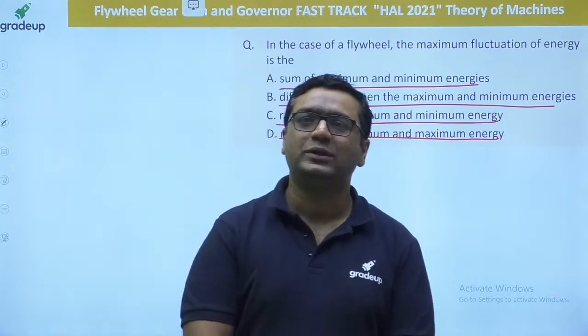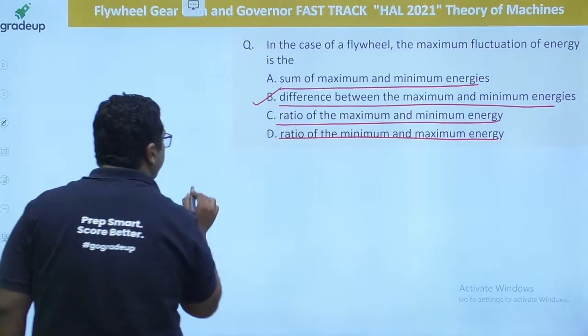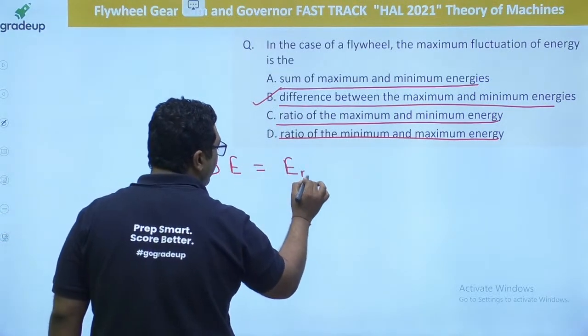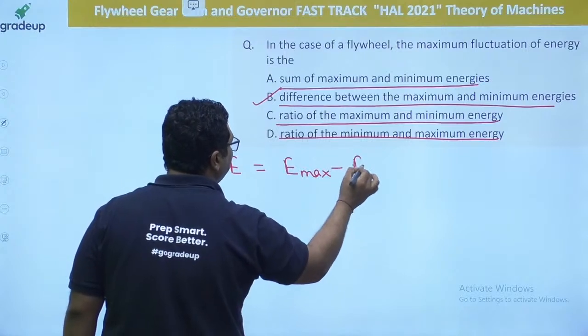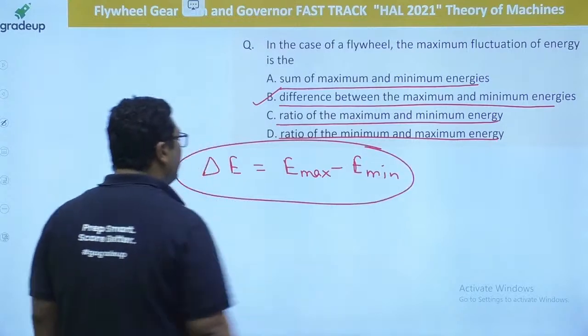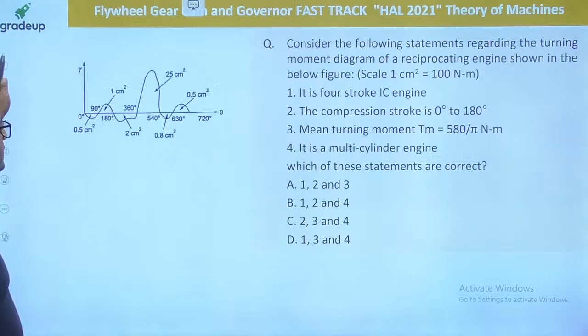Fine, guys. So yes, obviously the answer is going to be B for this, because when you have the fluctuation of energy, it is defined as E max minus E min, and we do not define other terms like addition or the ratio for energy, at least.